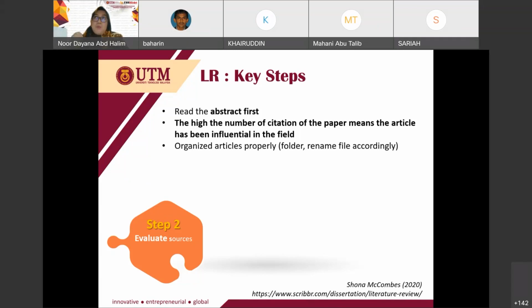The abstract will give you information related to the objective, methodology, the problem, and also the findings. So if all of this information is related to your research, you need to keep it and read the full article. If after reading the abstract it is not related to your study, maybe you should not proceed to read the whole article.